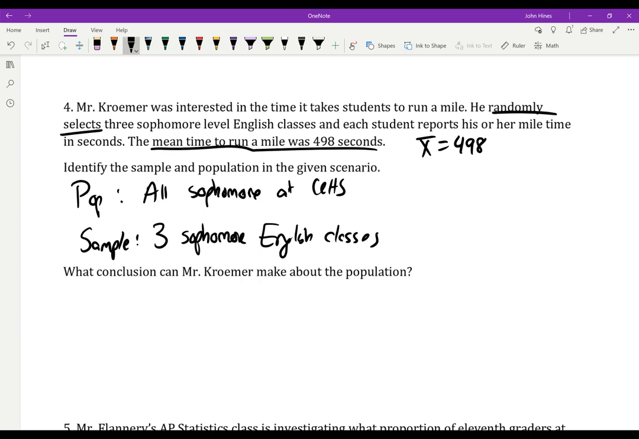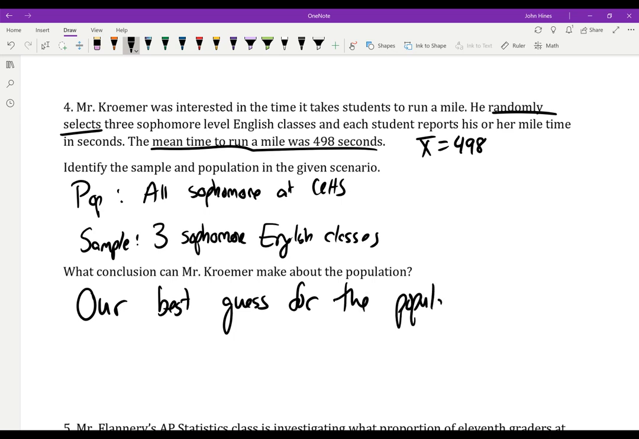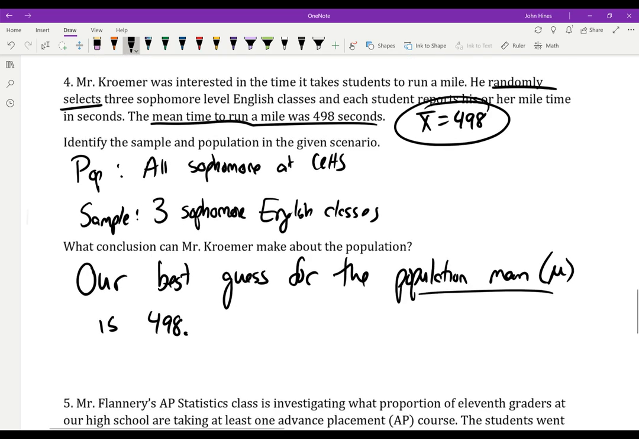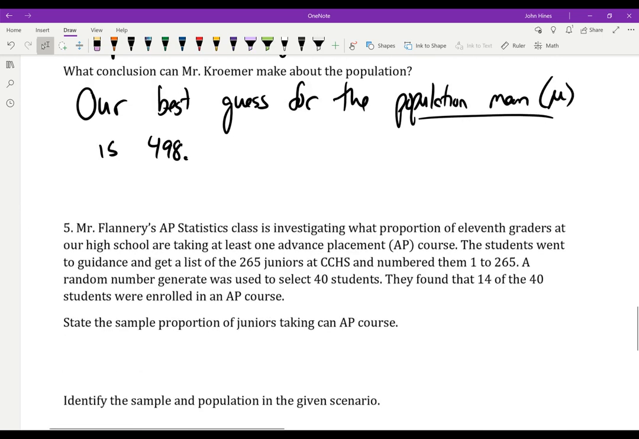What conclusion can he make about the population? Our best guess right now for the true population mean, which is the Greek letter mu, is 498. That's our best guess right now. Our sample mean was 498. That's our best guess right now for the population mean. My sample had an average of 498, so my guess is the population average is 498. It's not going to be perfect, but that's my best guess right now.